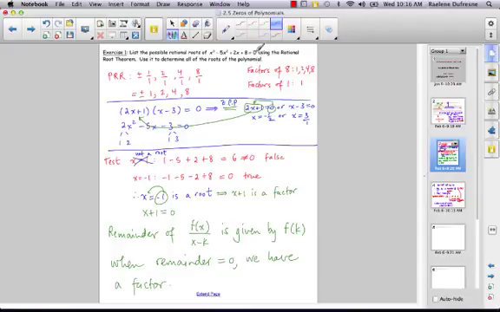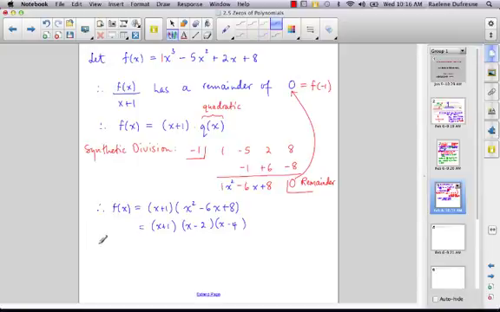So now we are substituting f of x with 0. If we substitute f of x with 0, we are looking for the x-intercepts of the function. And then by the zero product property, we get that x plus 1 equals 0, or x minus 2 equals 0, or x minus 4 equals 0, and therefore x equals -1 or 2 or 4.